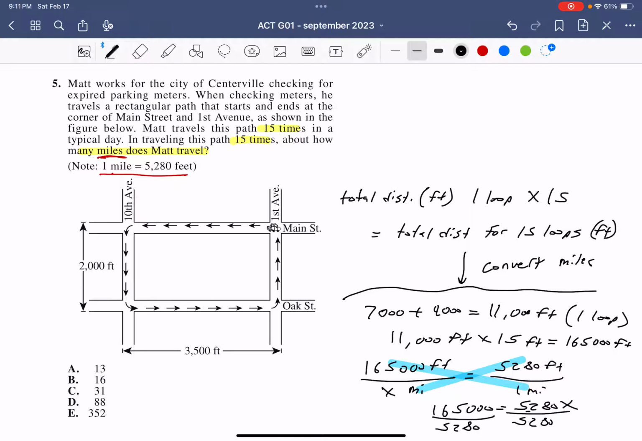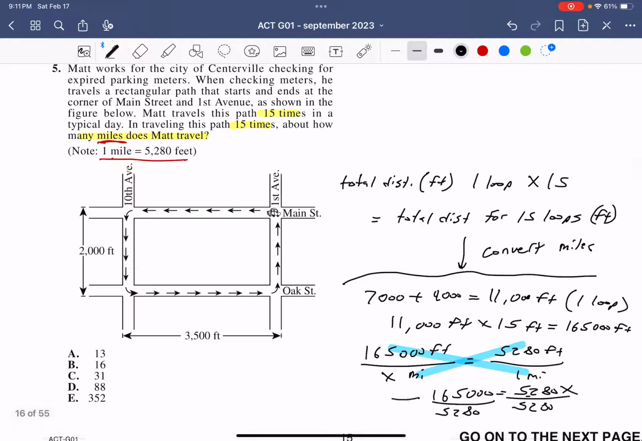I'm running out of room a little bit. And then using a calculator, we can figure out that if we do 165,000 divided by 5,280, this gives us 31.25. And that's in miles because we have the miles units next to the x right here. So the answer for this one is C because it's saying about.